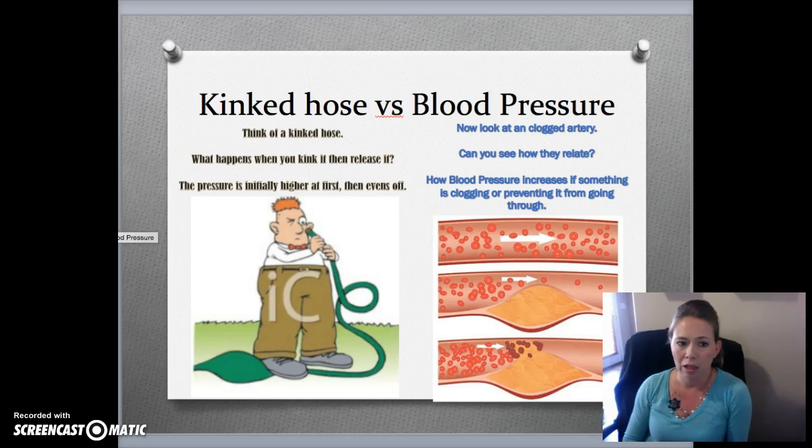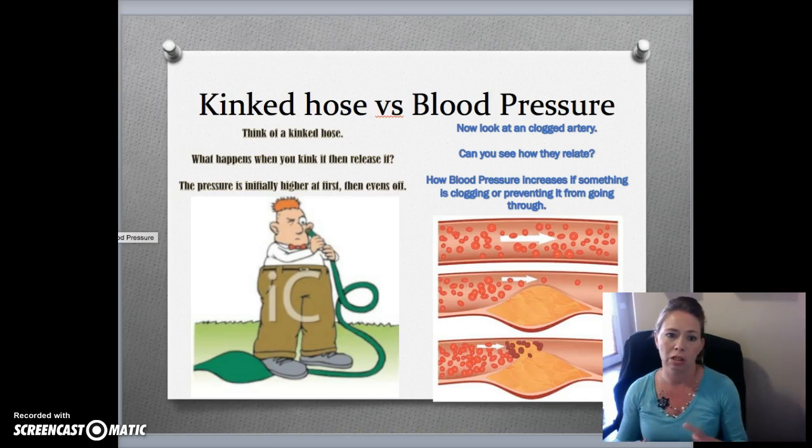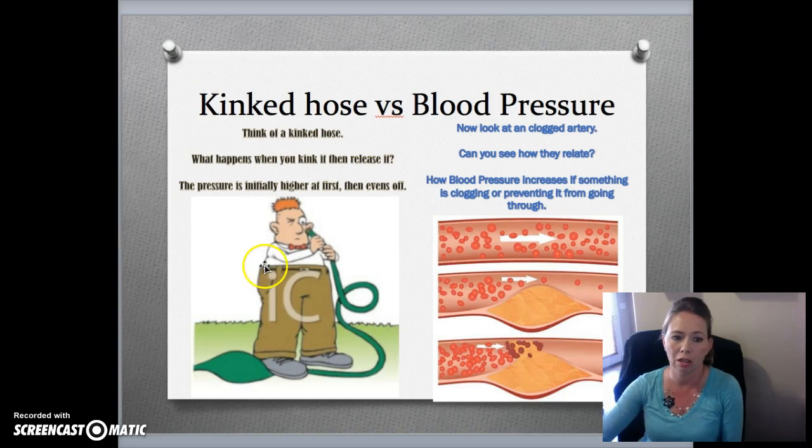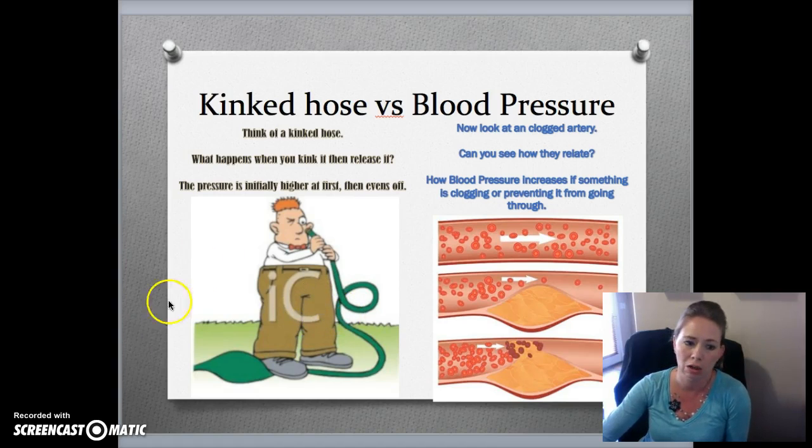One way I like to visualize what's going on inside your body is think of a kinked hose. See this guy who's standing on the hose? Well, when he gets off of that and releases it, the pressure is going to be higher when he releases. So that's why his systolic is going to be higher, and then when it returns to an even flow, it goes back. So you like to see a 170 over a 90 on that.